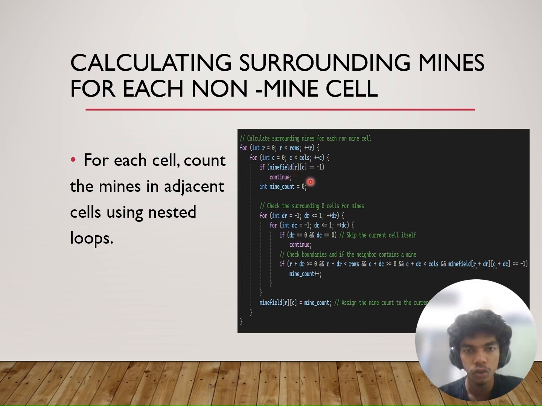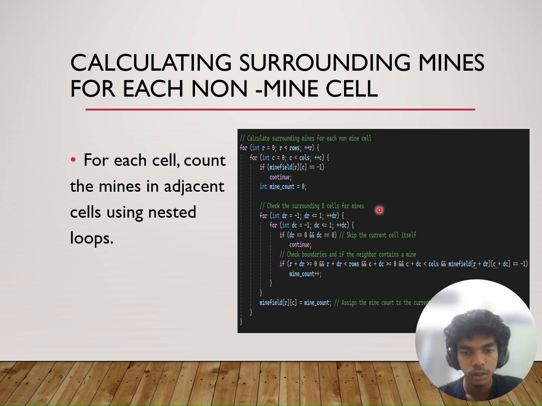And if it is not, then we define a new variable, int mine count, which is initialized with 0, obviously, because we are going to calculate how many mines surround it. So now we define more variables, dr and dc.